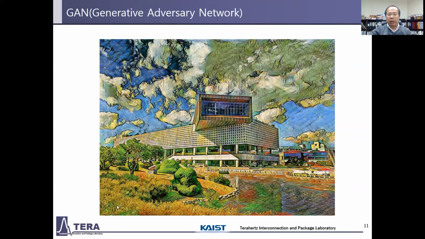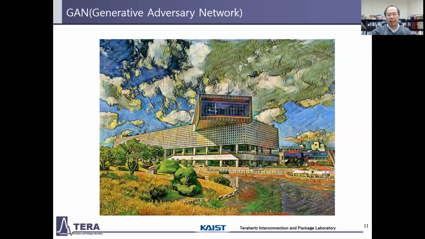When we are doing the training session, we show them a lot of Korean paintings, and they learn from a lot of those drawings. Then if I show a KAIST picture, this GAN machine learning network actually produces this artwork, which is a description of the KAIST library in the style of a painting.